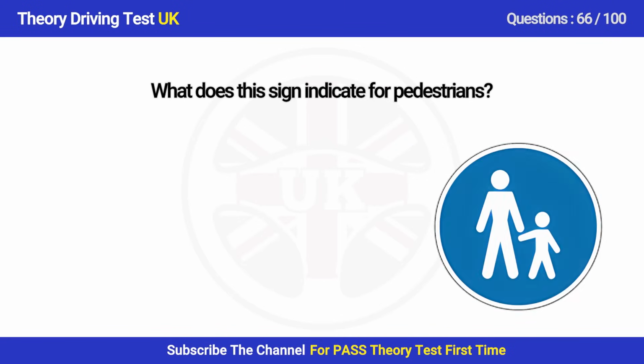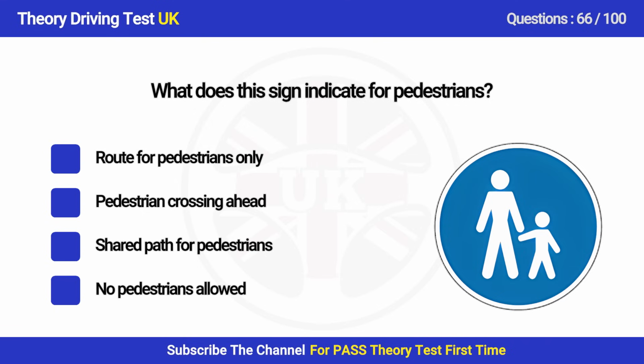Question 66. What does this sign indicate for pedestrians? A. Route for pedestrians only. B. Pedestrian crossing ahead. C. Shared path for pedestrians. D. No pedestrians allowed.